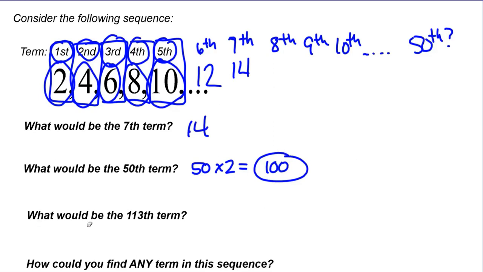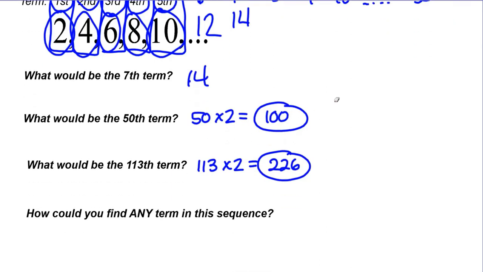Now let's try to use that in this next scenario. What would be the 113th term? Well, the 113th term would be 113 times 2, since it's always twice as big as the term number, and 113 times 2 is 226. So 226 would be the 113th term. And that saved us a lot of time because I certainly didn't want to list out 113 numbers to find out what the 113th term is.